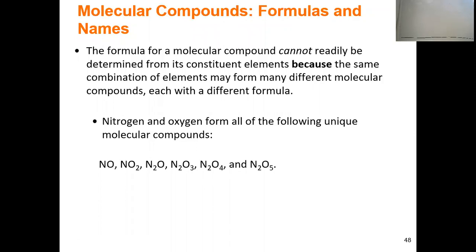Now, whereas ionic compounds combine together based on charges and the idea of forming electrically neutral compounds, the same thing is not going to be true with molecular compounds. So here's one example where you have nitrogen and oxygen, and you could just see the variety of compounds that the two things can form. It's not based on ionic charges, right? They're sharing electrons in all of these situations.